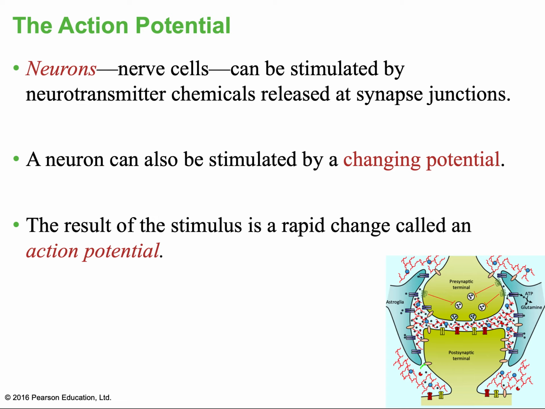Neurons fire because their membrane potential changes when neurotransmitters from one neuron's presynaptic terminal go across the synapse, or the space between neurons, and bind to receptors on another neuron's dendrites. This firing of a neuron is called an action potential.